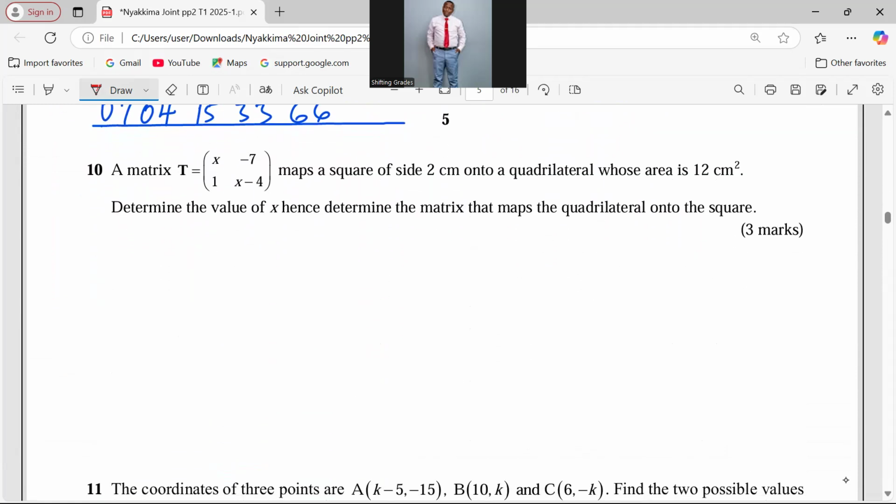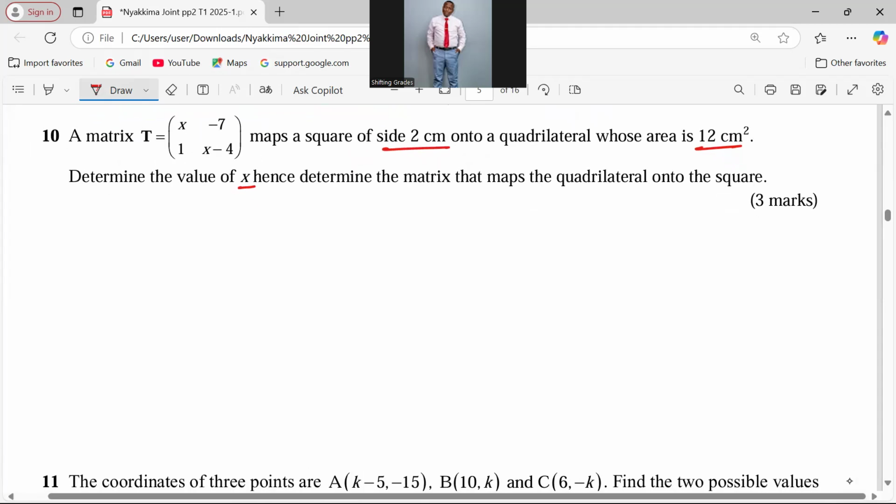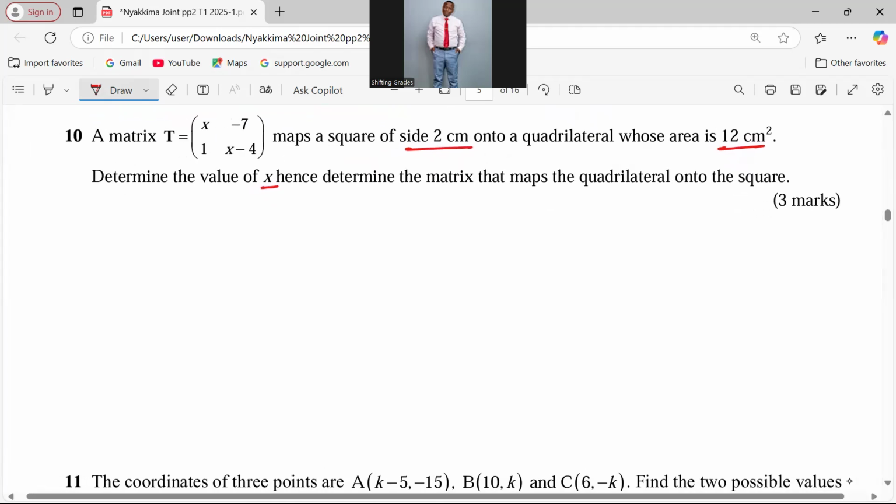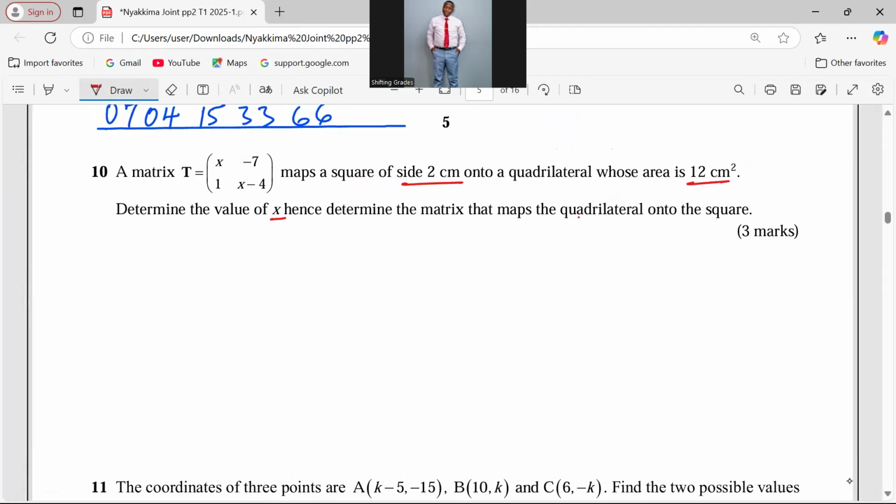Looking at number 10 now. A matrix T, which is equivalent to x minus 7, 1, x minus 4, maps a square of side 2 centimeters onto a quadrilateral whose area is 12. Determine the value of x. Hence, determine the matrix that maps the quadrilateral onto the square.